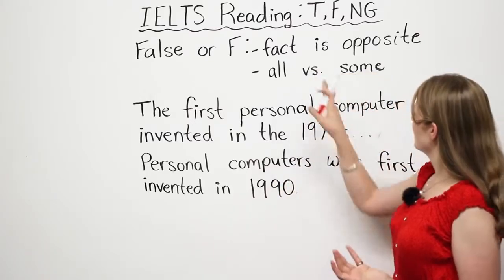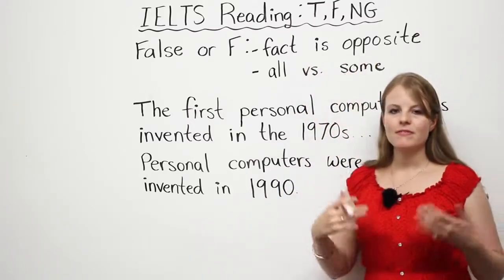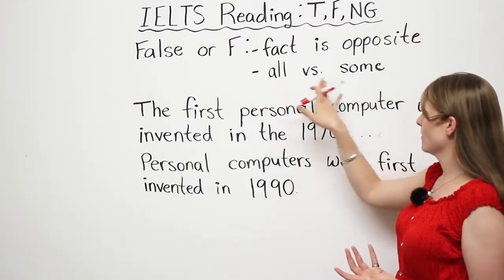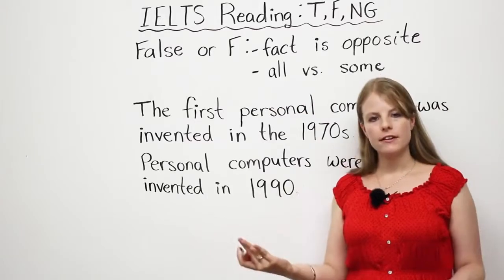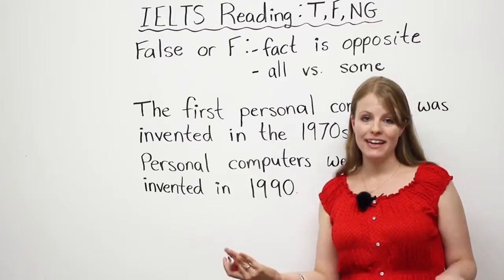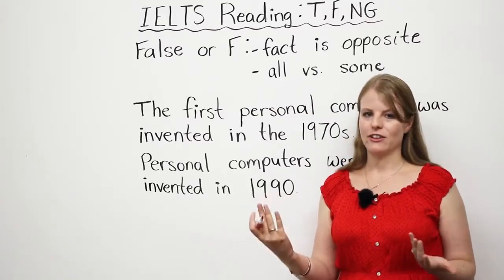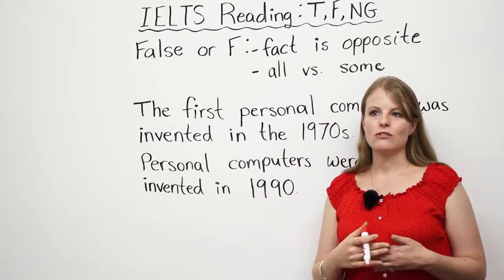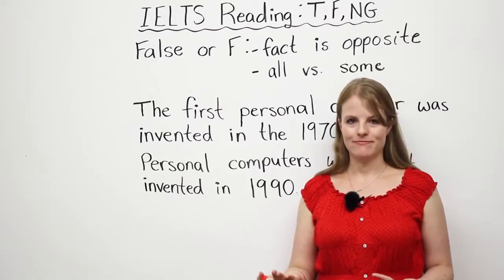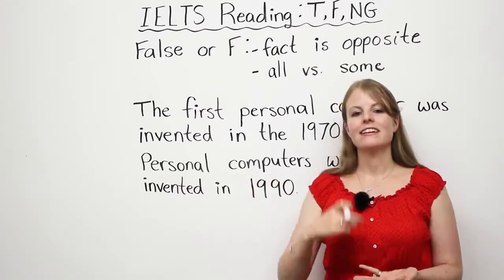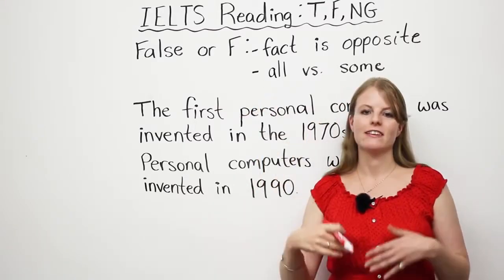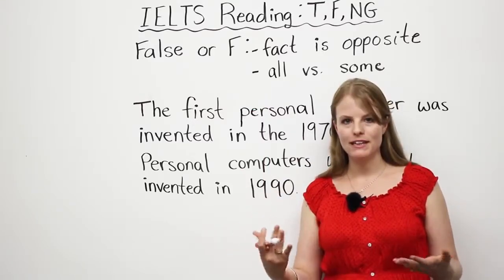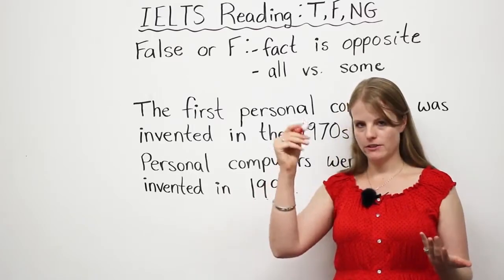Okay, so the fact is opposite, and again, you have to look out for words like all versus some, often versus always. This is how they trick you. So if the fact says all children should eat broccoli, and in the reading passage it says some children should eat broccoli, this would be where you would write false.